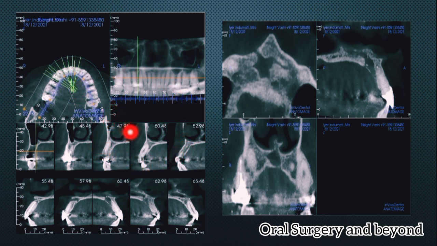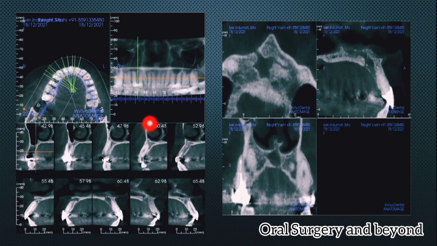That time I told him that CBCT is a third eye for surgeons. The things which cannot be seen by the IOPA or OPG or 2D radiology, that hidden part is also visible and diagnosable by the CBCT, right?